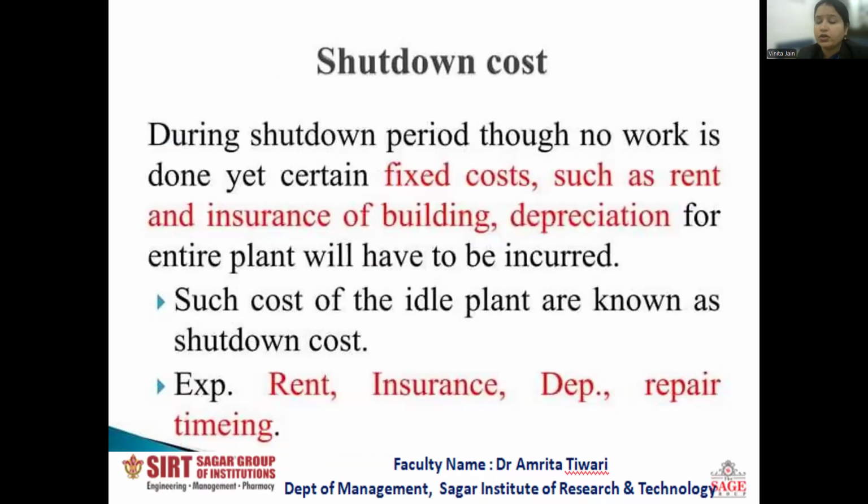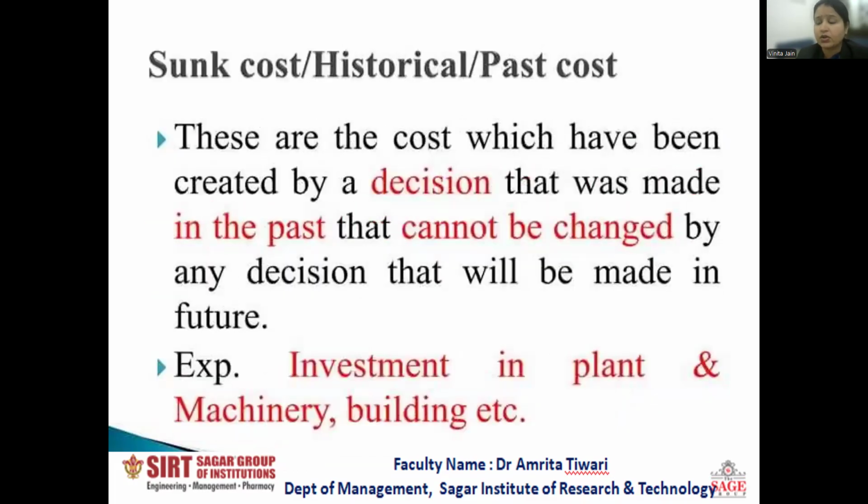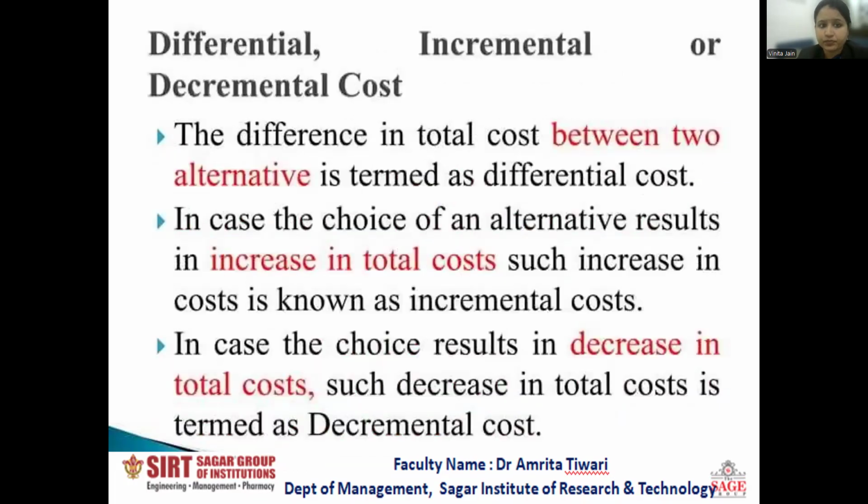Shutdown cost. During a shutdown period, though no work is done, certain fixed costs such as rent, insurance, and building depreciation for the entire plant will still have to be incurred. Such cost of an idle plant is known as shutdown cost. And historical cost. These costs have been created by decisions that were made in the past and cannot be changed by any decisions that will be made in the future. Investment in plant, machinery, and building.